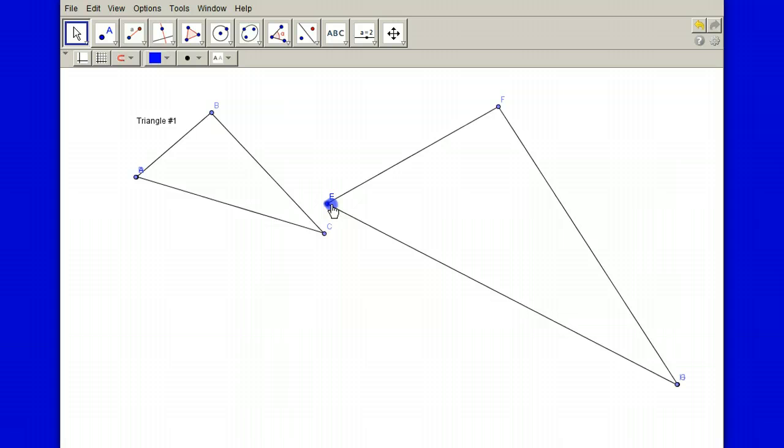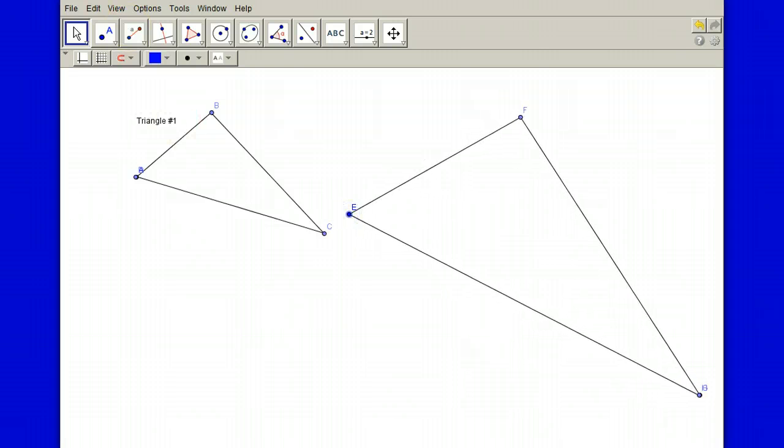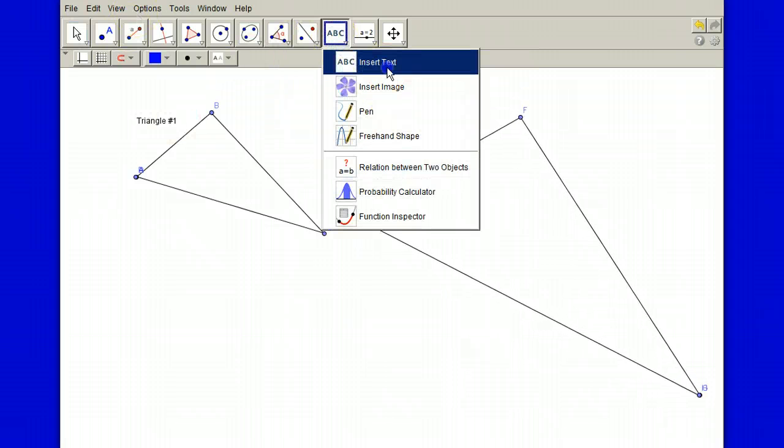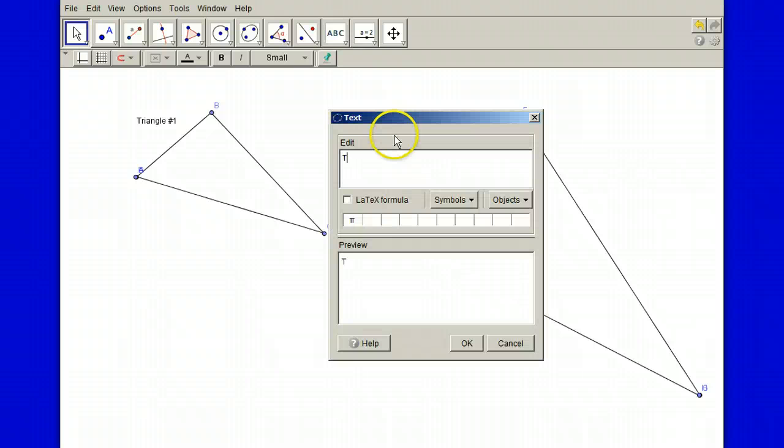Take E, that's my fixed point, slide this over. Text box, we're going to call this triangle number 2.